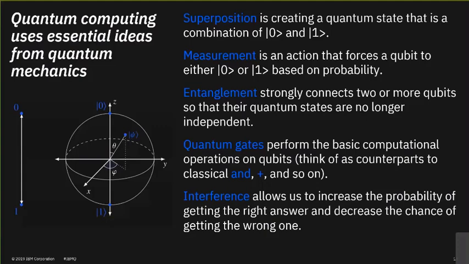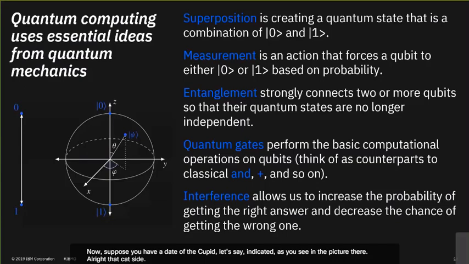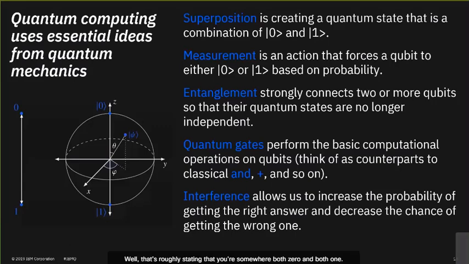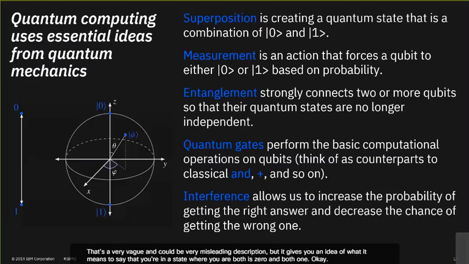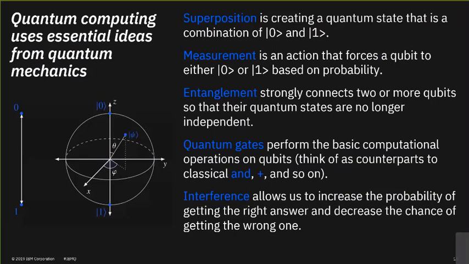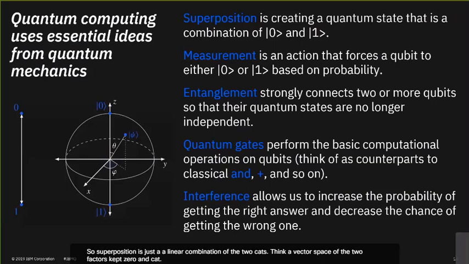represented by ket 1. Now, suppose you have a state of the qubit that's, let's say, indicated as you see in the picture there, that ket psi. Well, that's roughly stating that you're somewhere both 0 and both 1. That's a very vague and can be very misleading description, but it gives you an idea of what it means to say that you're in a state where you are both 0 and both 1. So superposition is just a linear combination of the two kets. Think of a vector space of the two vectors, ket 0 and ket 1.